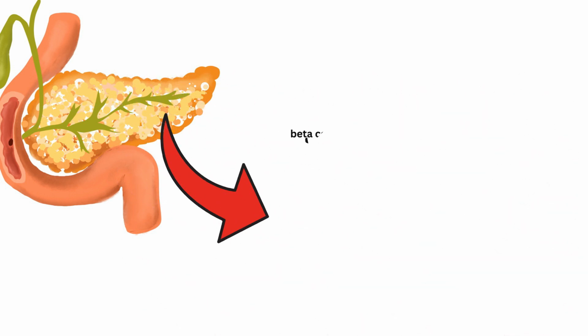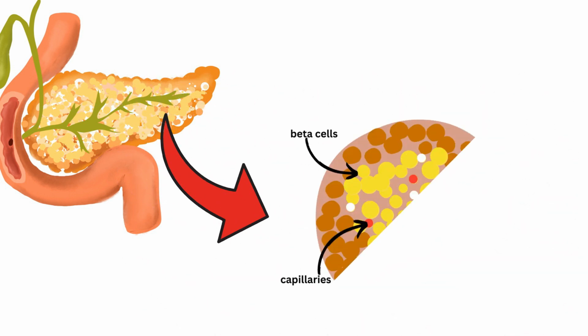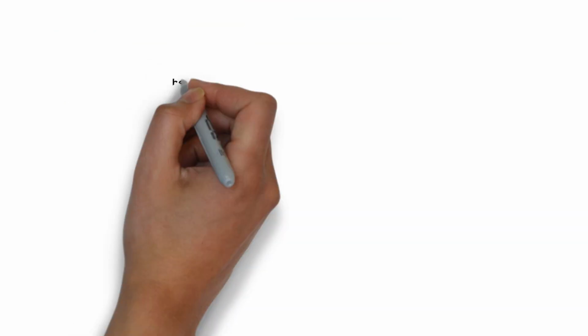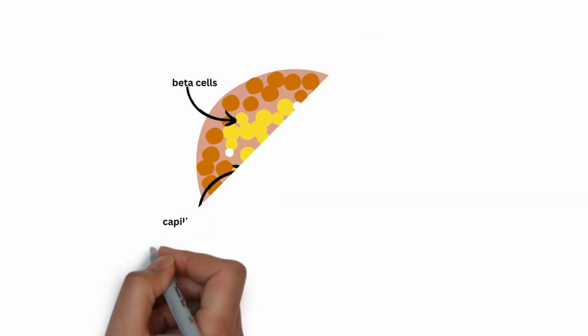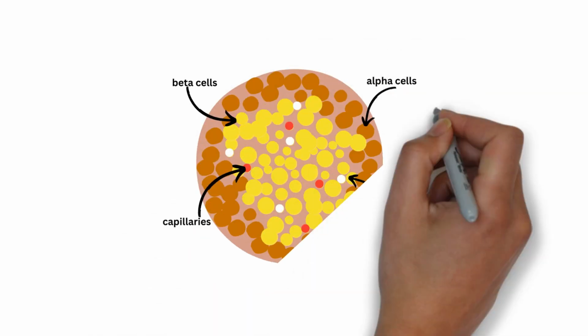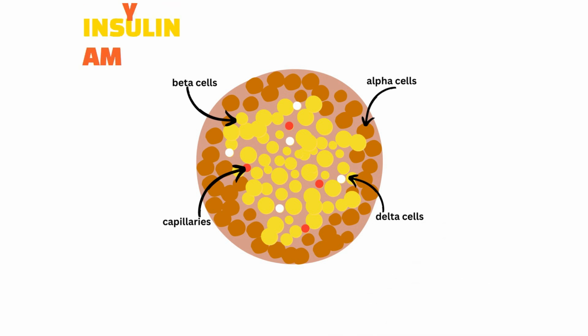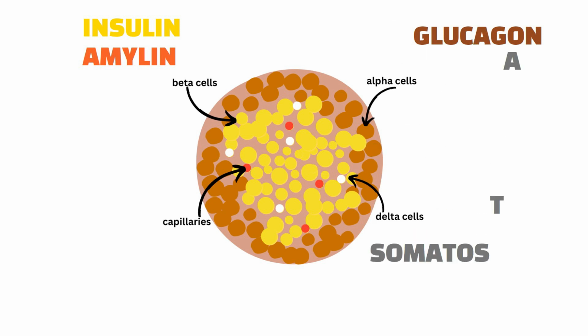The human pancreas has 1 to 2 million islets of Langerhans, and they are organized around small capillaries into which they secrete their hormones. There are three types of cells: alpha, beta, and delta. The beta cells lie in the middle of each islet and they secrete insulin and amylin. The alpha cells are located in the periphery and they secrete glucagon. The delta cells secrete somatostatin.